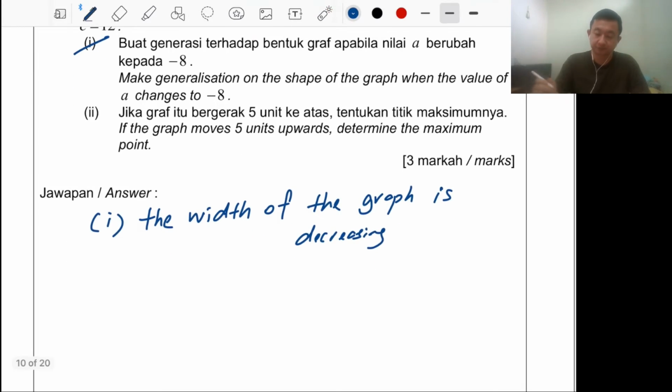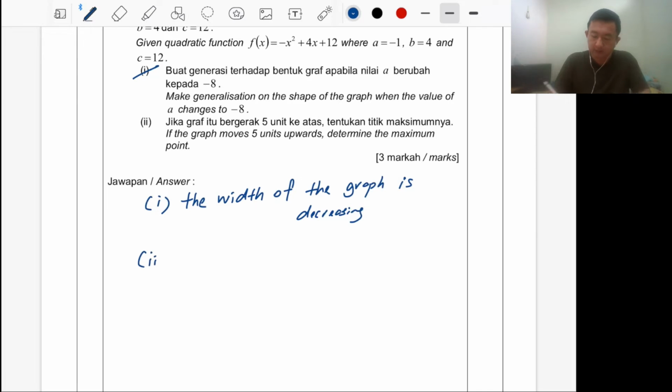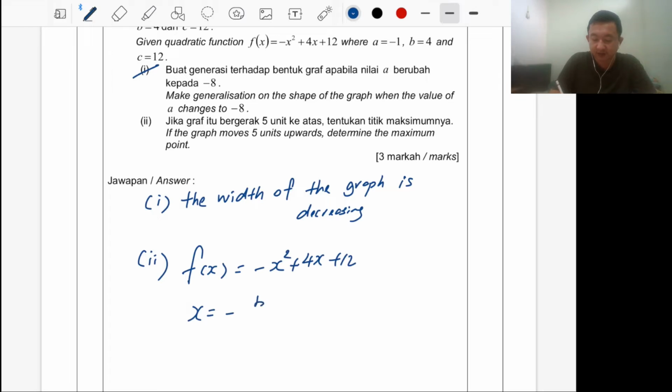Okay, let's figure out. f(x) equals -x squared plus 4x plus 12. If I want to find the turning point, in this case the maximum point, I can differentiate it, or I can use x equals -b over 2a. Okay, so b in this case is 4, negative 4 over 2 bracket negative 1. So I have 2. So 2 is the x value for the turning point.